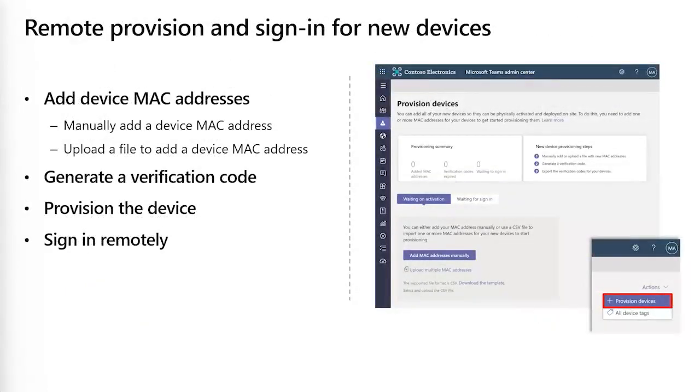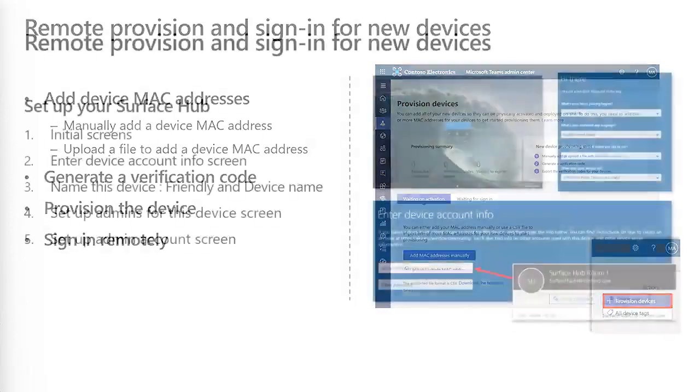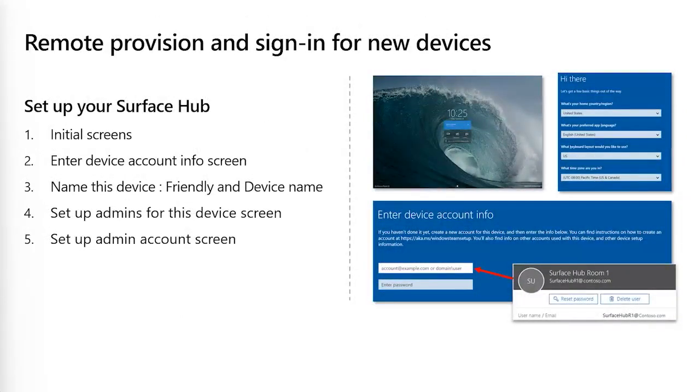We can set up remote provision and sign-in for new devices based on the device's MAC address. We get a verification code which we would enter at the device. We can add MAC addresses manually or upload multiple MAC addresses in a CSV file. Here's what remote provision and sign in for new devices looks like.